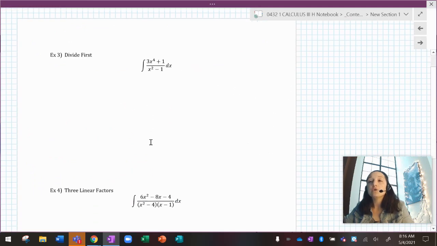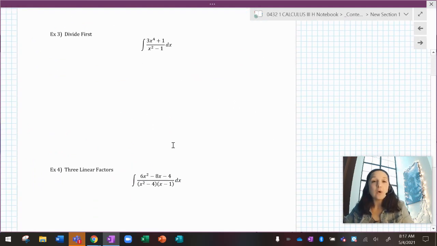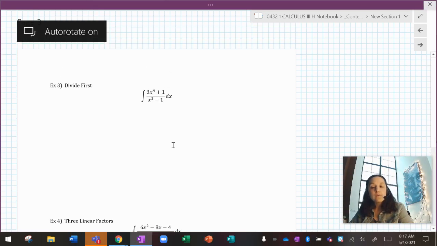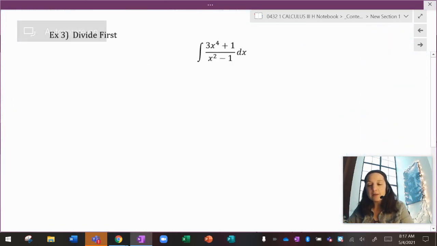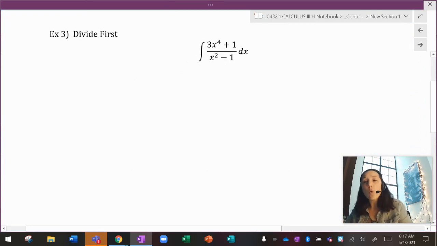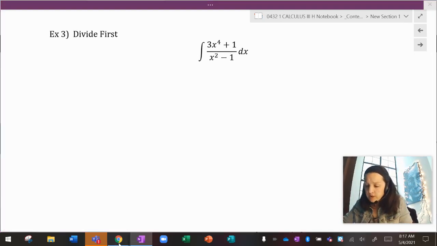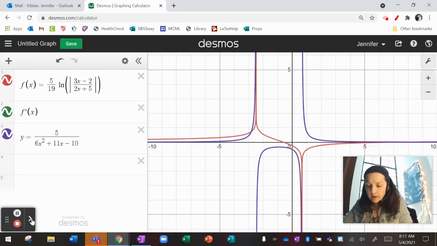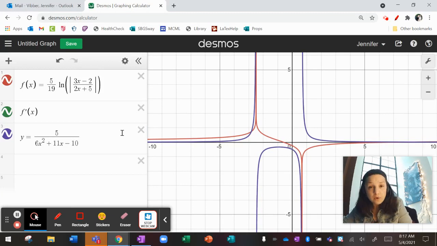Now, we're going to do one more in this video, and then I'm going to start another video for what happens when we have three linear factors. So one more together. Example 3, divide first. Why do I have to divide first? Because that numerator is not linear or a constant. It's a quartic. So I need to divide it out first, using long division of polynomials.